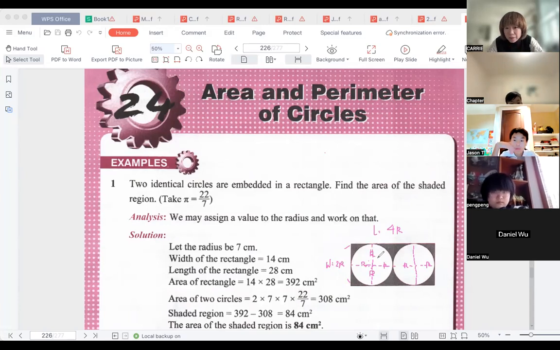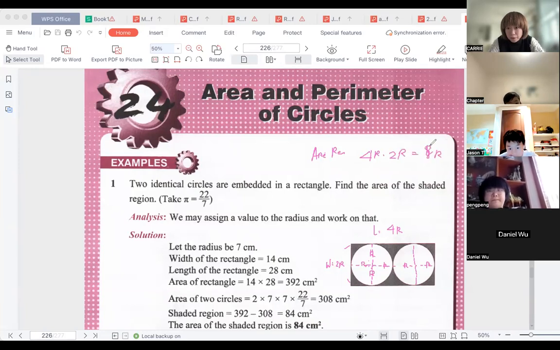Now let's take a look at this one. What is the area of the rectangle? We can say it's 4r times 2r, correct? Which is 8r squared. Understand, chapter?